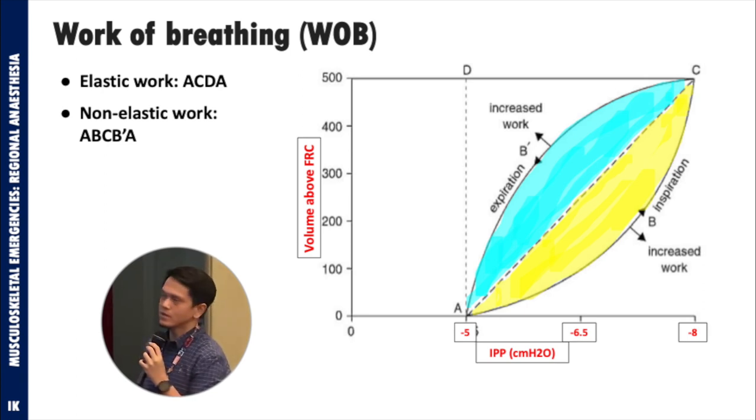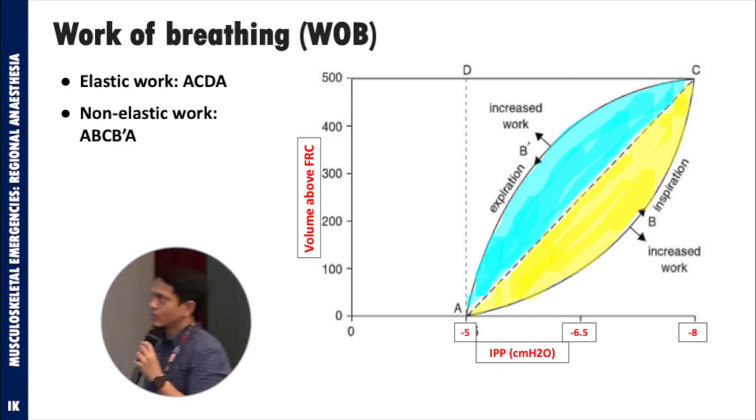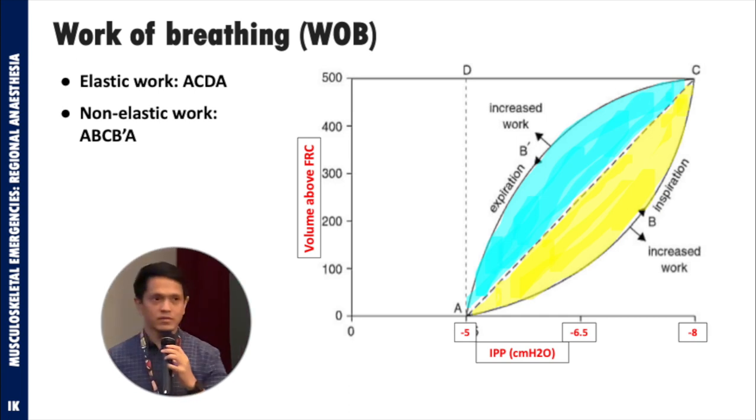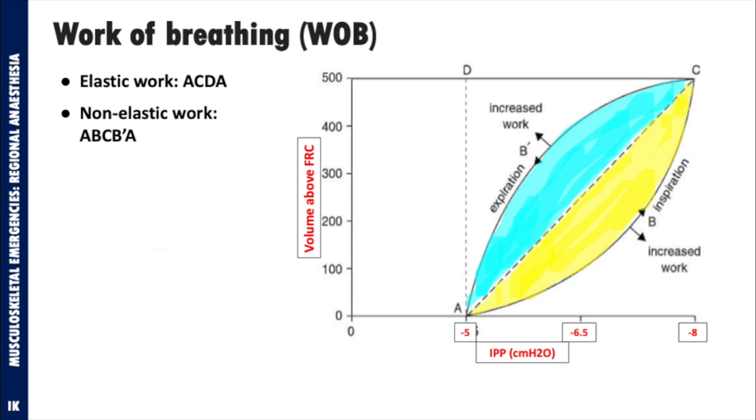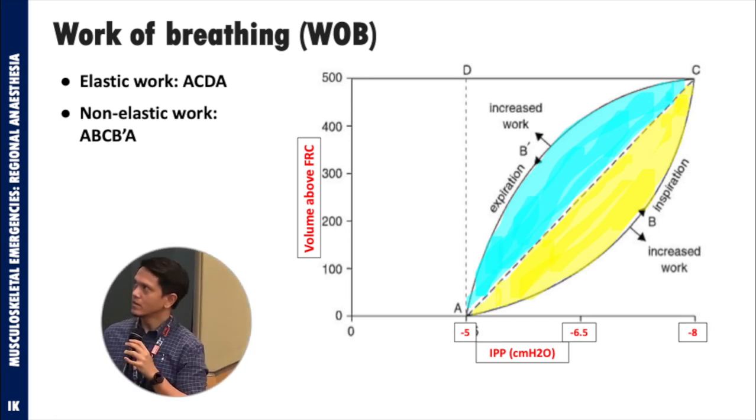So what can you notice from here? The expiration phase of the non-elastic work is within the elastic work, within the triangle. That means you don't need additional work for expiration. You don't need additional work to overcome non-elastic or airway resistance during expiration. Because during inspiration, what happens to this work? It is stored as energy.